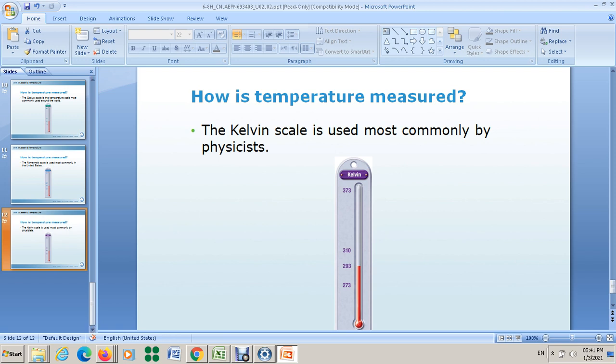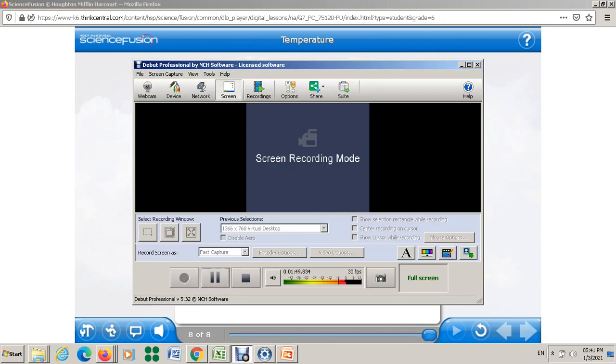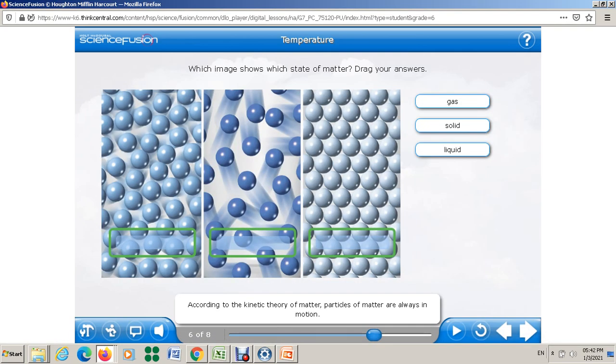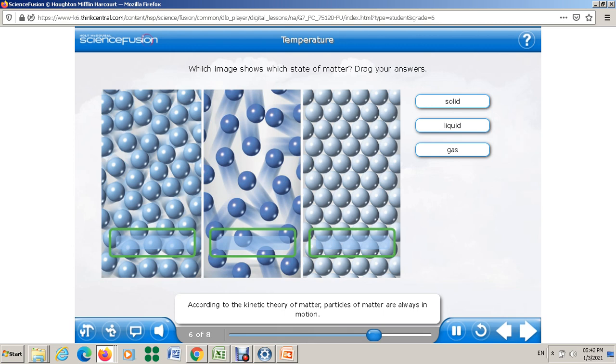I'm going to ask different questions, and we want to solve different questions together to make sure that we understand the lesson. Let's look at this question first. According to the kinetic theory of matter, particles of matter are always in motion. Match each term to the correct image showing that state of matter and its particle movement.